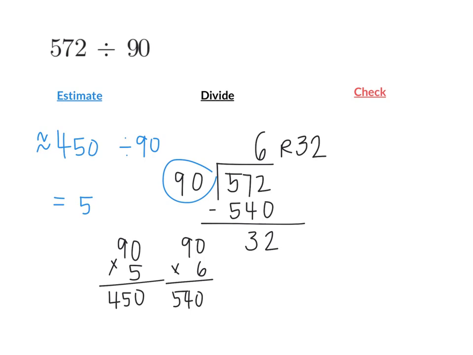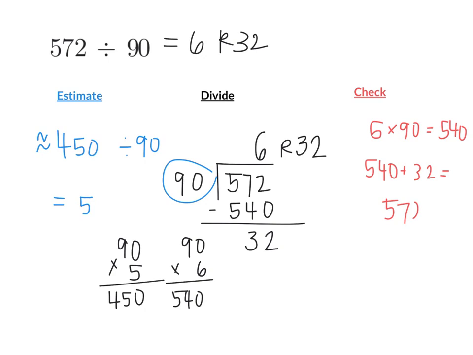Okay? So the answer is 6, remainder 32, I think, but I need to check my work. I can check my work by doing 6 times 90, which is equal to 540, and I can do 540 and add 32 more, which is 572, and that is my whole, so yay, I am happy.